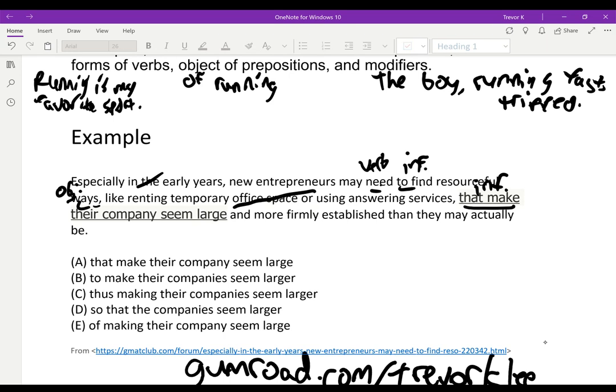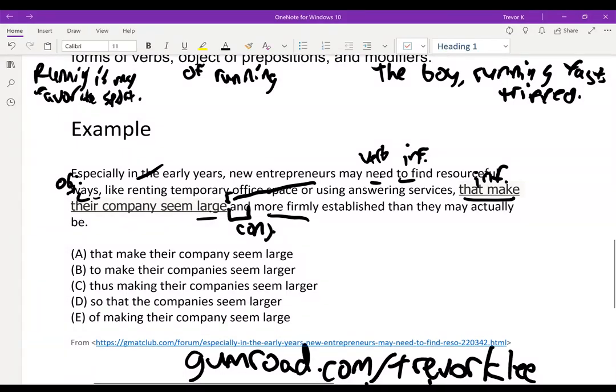All right. And then the other thing that's going on here, of course, is this and, which is the parallelism we talked about in our last video. This is a conjunction. So we need parallelism between this and this because I need parallelism around my conjunction. Larger and more firmly established. But let's not talk about that too much. So need to find ways to make. So off, off, off. So this is the only one that's right.